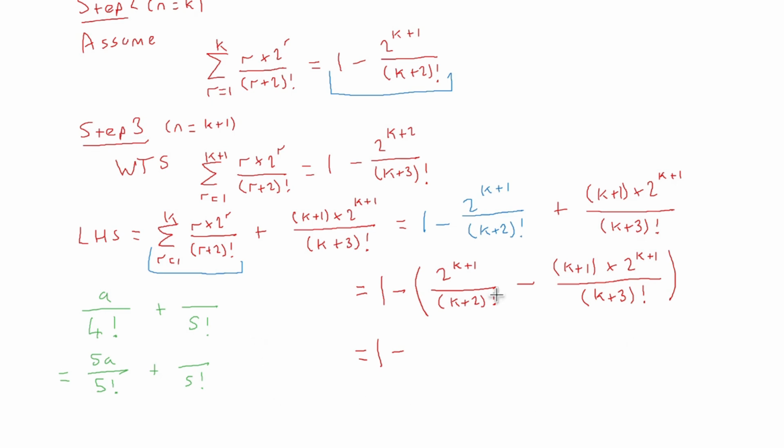So I'm going to do something very similar here. What is my common denominator going to be? Well, my common denominator here is going to be the k plus 3 factorial. But to get that on the denominator here, I've multiplied k plus 2 factorial by k plus 3. So I need to multiply the numerator by k plus 3 as well. And then this one, I haven't actually had to do anything to it because it's already got that as a denominator.